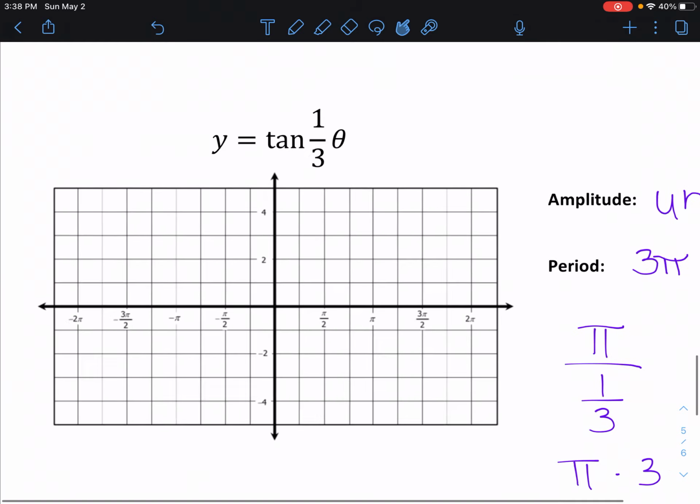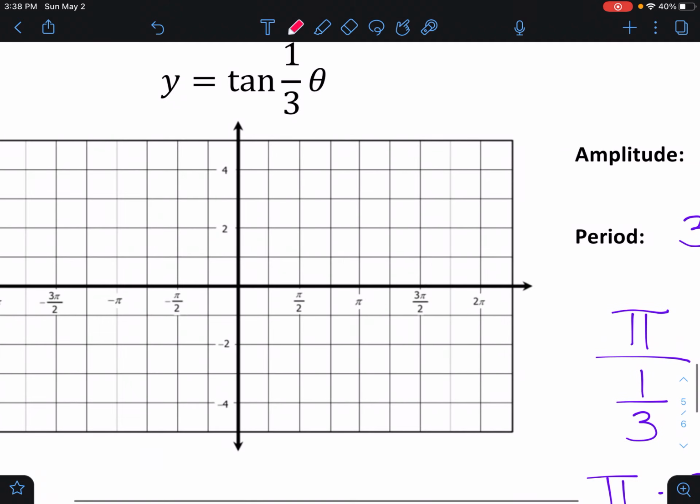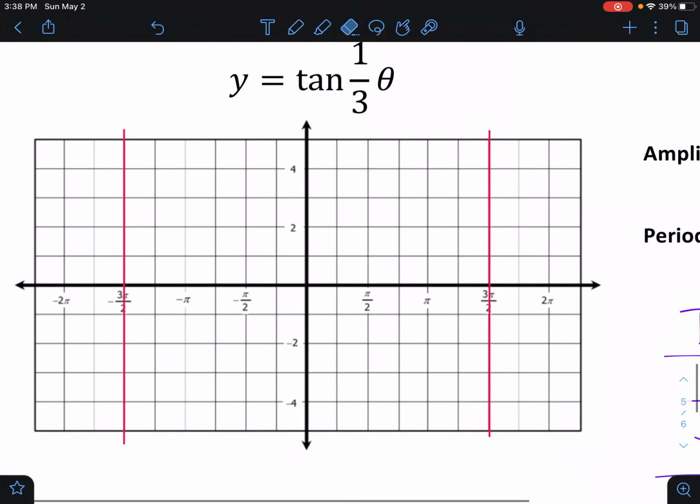So my period is 3 pi, and I want to cut that in half. That's 1.5 pi, which is the same as 3 pi over 2. So if I have one asymptote here and one asymptote here, that's going to total 3 pi. So that's what I want to do. So I'm going to draw my line over here. Okay. Use my eraser.